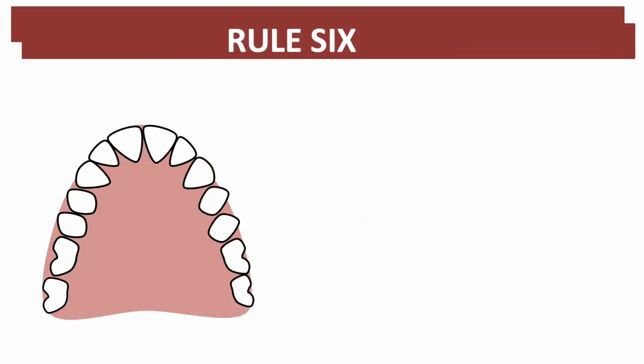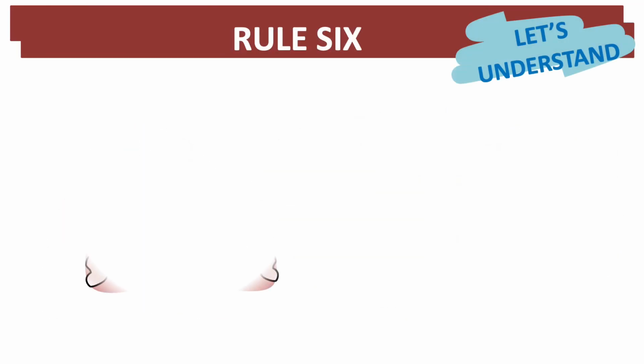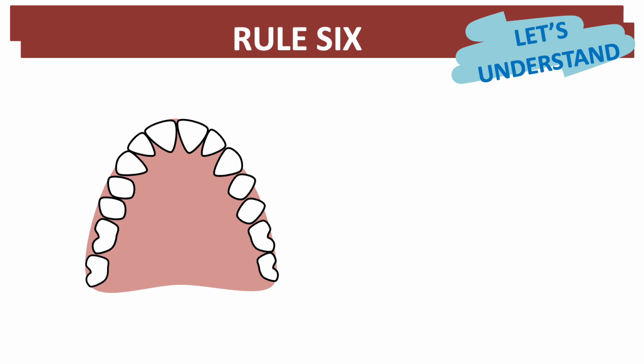Now, rule 6. Edentulous areas other than those which determine the classification are referred to as modification spaces and are designated by their number. So, areas other than those which determine the classification are called modification spaces. Try to understand rule 6 with the same figure we used in rule 5. In the red tick we have the most posterior edentulous area, and in the yellow cross we have an anterior edentulous area.